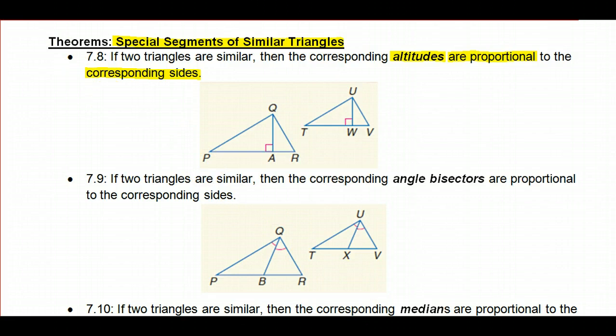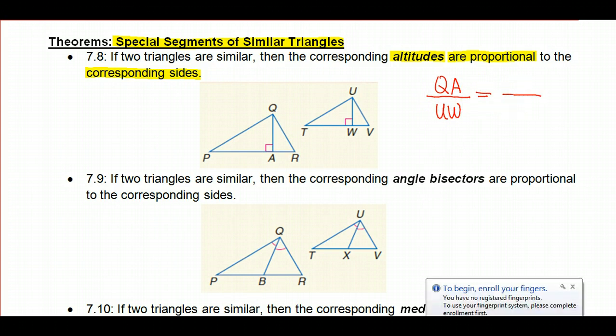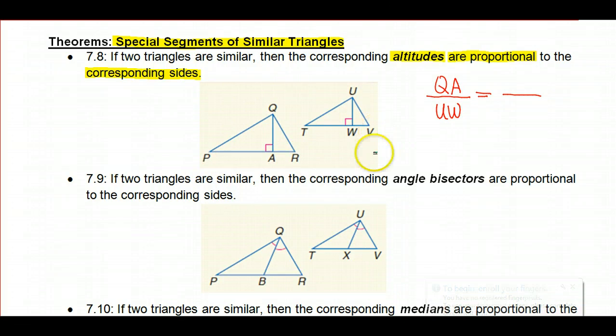What does that mean? Okay, well, what are the altitudes here? The altitudes would be, Brittany? QA and UW. Okay, so QA is to UW. And that will have the same ratio as any two pair of corresponding sides. So it doesn't matter, just pick a pair of corresponding sides and just make sure that you put them in the right order. So you could use QP to UT, QR to UV, PR to TV. Does that make sense?